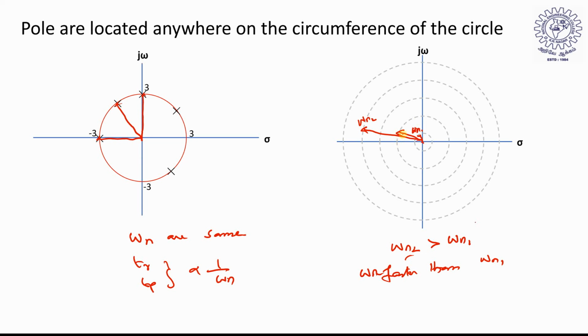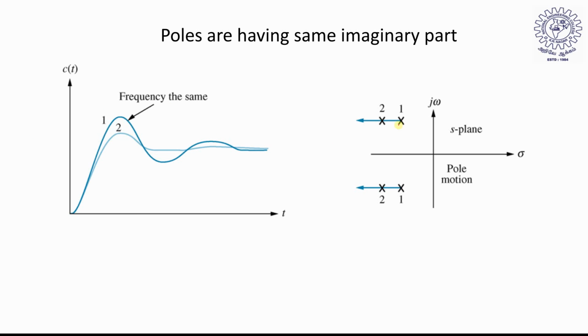But along the circular path, all the poles have the same omega n, that information we can gather from this pole pattern. So here all the poles of the system have the same imaginary part, that is the same omega d. Okay, because you know the pole pattern is nothing but minus zeta omega n plus or minus j omega d. So if imaginary parts are the same, their omega d's are the same. Same damped frequency, what is the indication? We know well your Tp is nothing but pi by omega d.